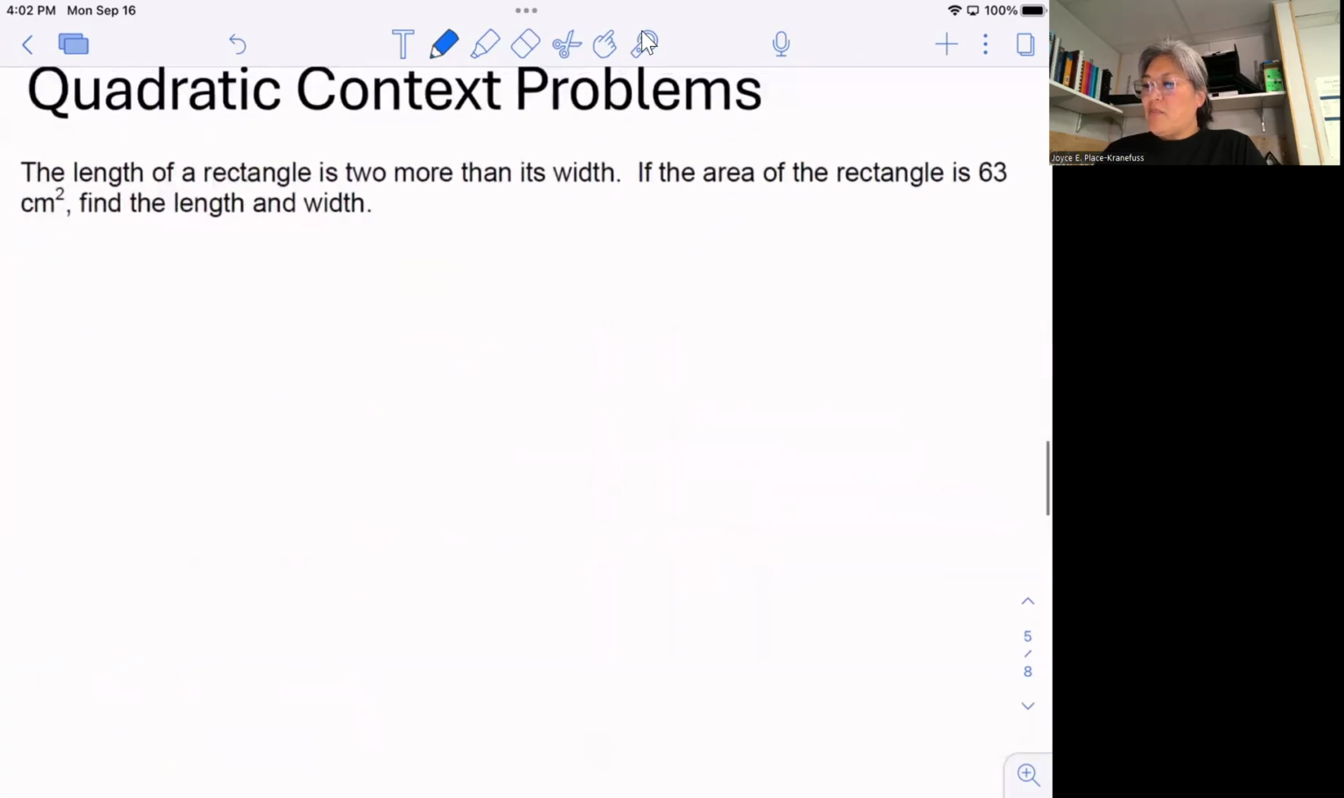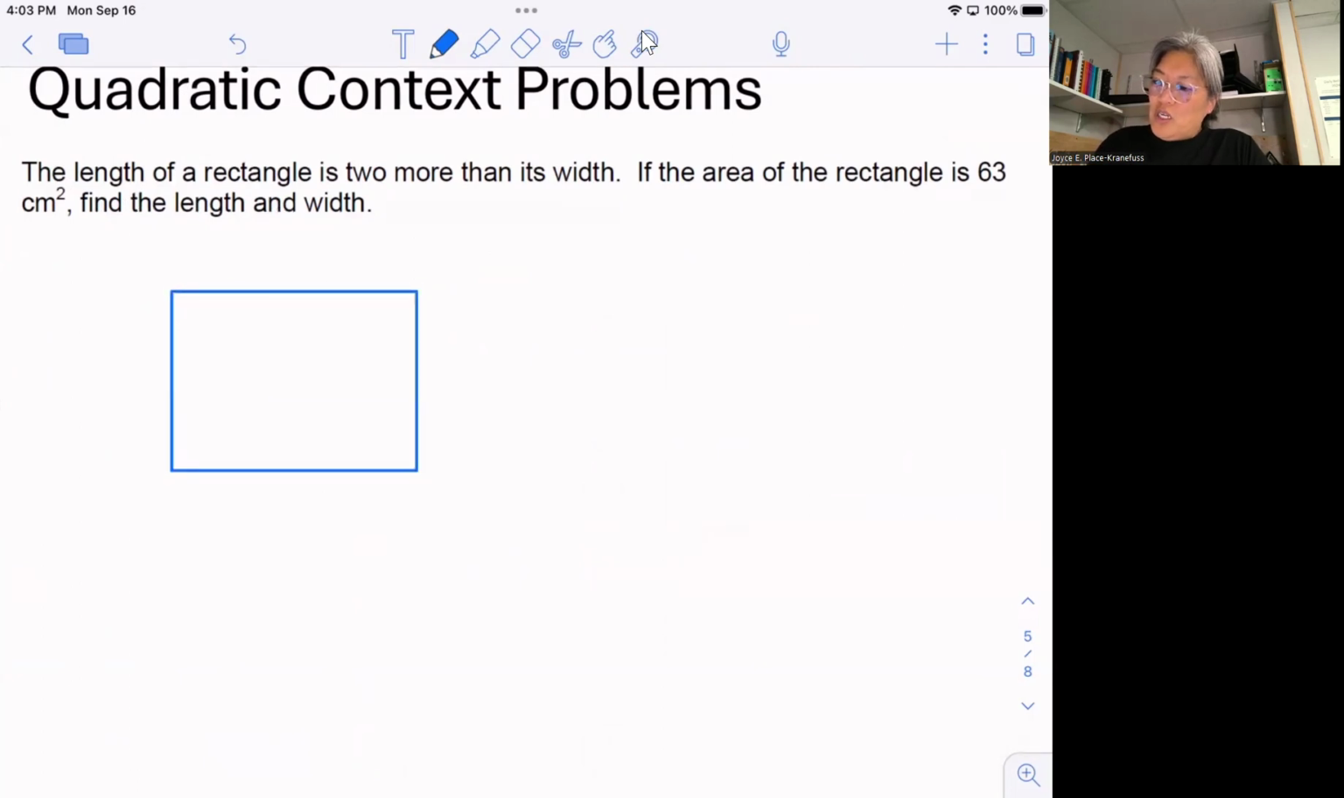Take a second and read that problem. The length of a rectangle is 2 more than its width. If the area of the rectangle is 63 square centimeters, find the length and the width. It's a rectangle. What could we do? Because we know what shape it is. Again, remember, you guys are better at this than I am. We should draw a picture.